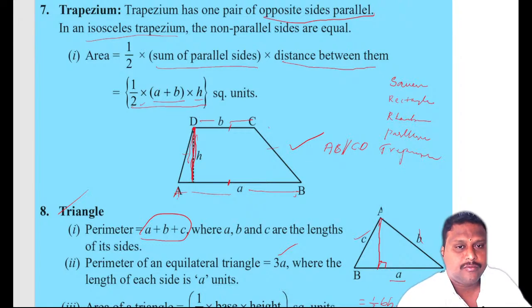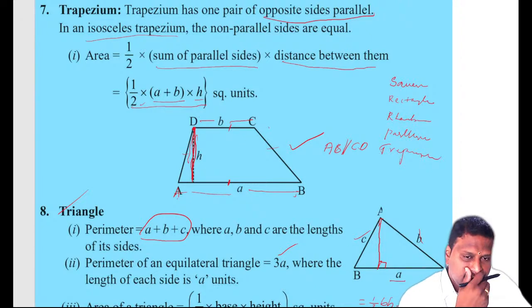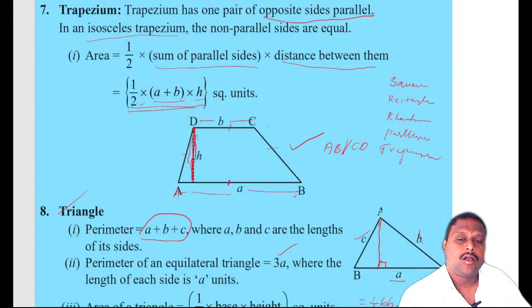Trapezium has one pair of opposite sides parallel and another pair not parallel. If the non-parallel sides are equal, then it is said to be isosceles trapezium. What is the area of the trapezium? Half into A plus B into H, half into sum of parallel sides into height.